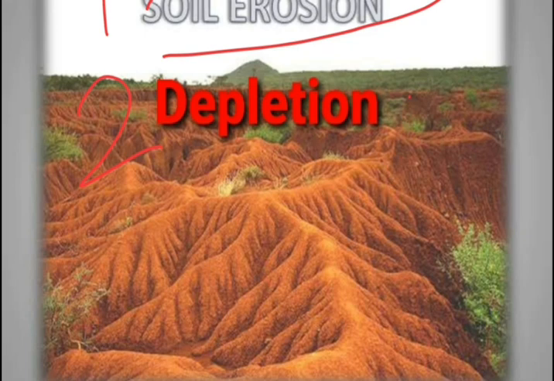In agriculture, soil erosion refers to the wearing away of a field's topsoil by natural physical forces, just like water and wind. Then the next one is depletion. It occurs when the components which contribute to fertility are removed and not replaced, and the conditions which support soil fertility are not maintained. This leads to poor crop yields also.